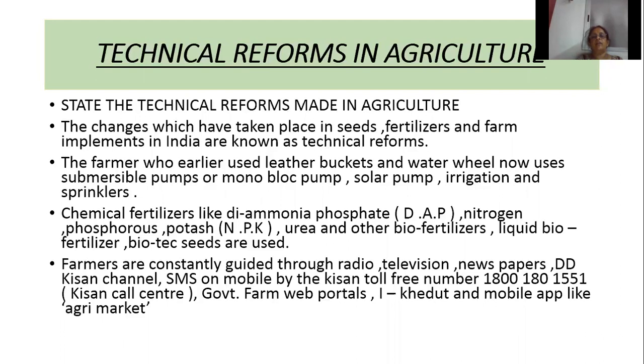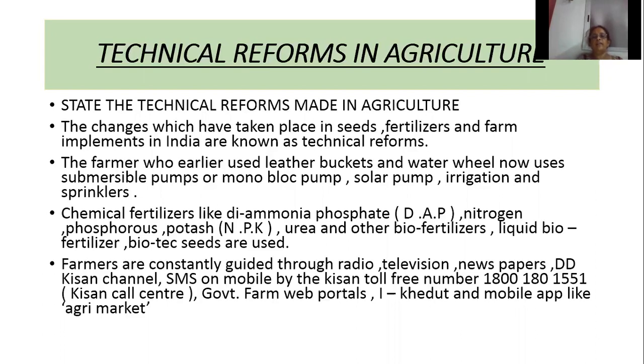Now the farmers are using chemical fertilizers like diammonium phosphate, short form DAP, nitrogen, phosphorus, and potash, NPK, urea and other biofertilizers, liquid biofertilizer, biotech seeds, etc.